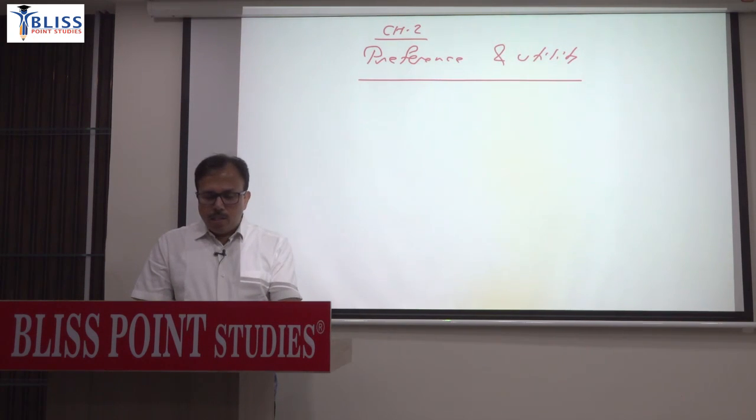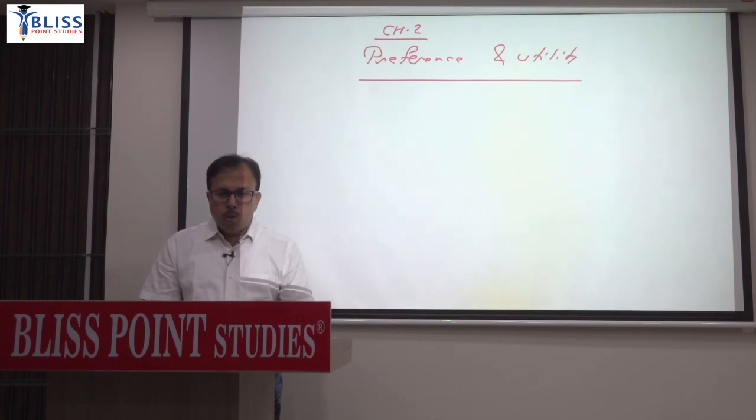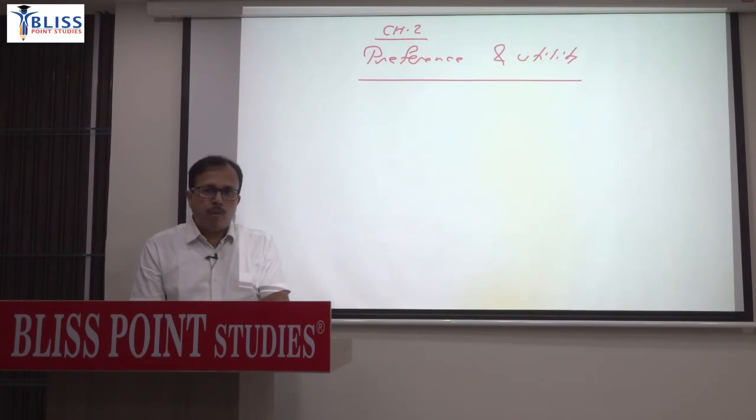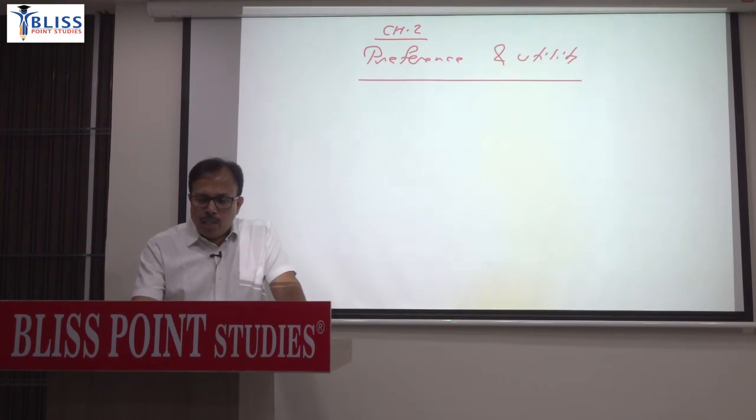First of all, when we are discussing this chapter number 2, which is dealing with the preference and the utility, we are explaining the preference of an individual. So preference of an individual means, if I say there is an X bundle, X bundle actually means there will be some quantity of good 1 and some quantity of good 2 in that bundle.